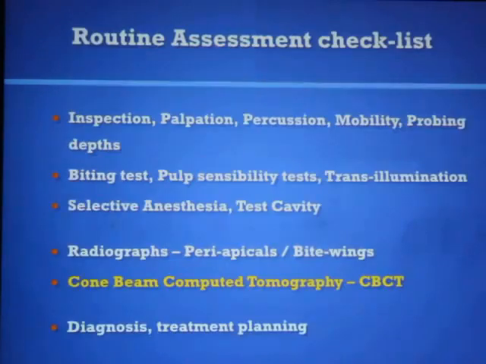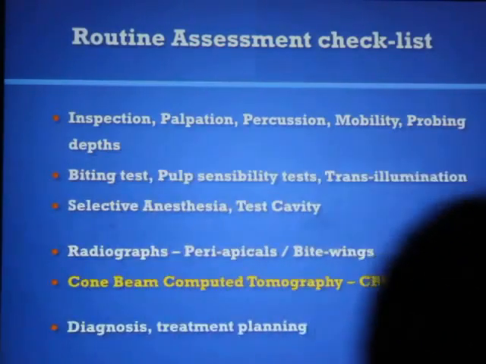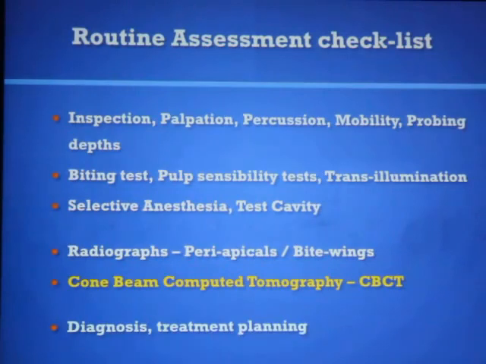So, what is the routine assessment checklist? What do I do when I see a patient with pain? And I'm pretty sure all of us do the same thing. We check the tooth, we do the palpation test, percussion, mobility, we check the probing depth.